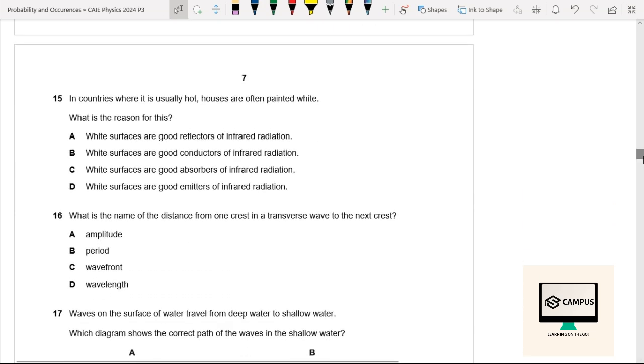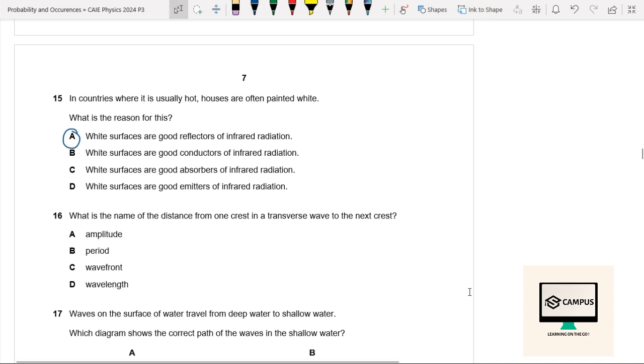In countries where it is usually hot, houses are often painted white. What is the reason? Well, white surfaces are good reflectors of infrared light. That is absolutely right. Yeah, good conductor of infrared radiation, good absorbers. No, they are good reflectors of infrared light. So 15A is the right answer.